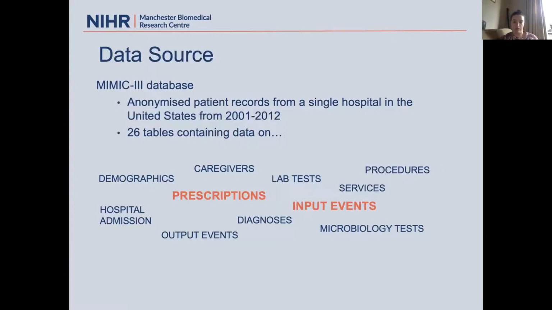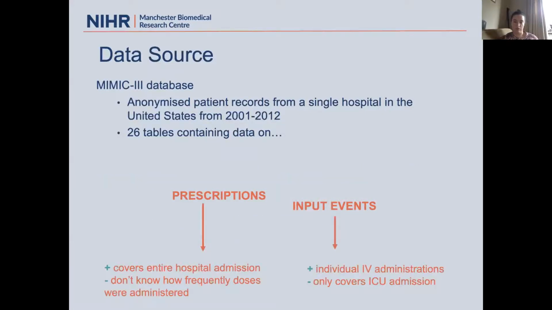So the data that I was focusing on was from the prescriptions table and the input events table. The prescriptions table contains any prescription from the entire hospital admission. The downside of the prescriptions table is that you don't know how frequently doses were administered. Whereas the input events table does detail individual IV administrations of drugs given to patients in the ICU, but it only covers the ICU admission, not the entire hospital admission.